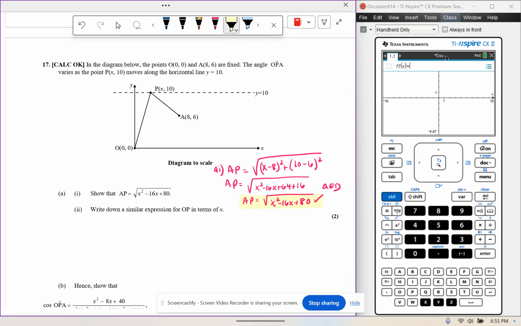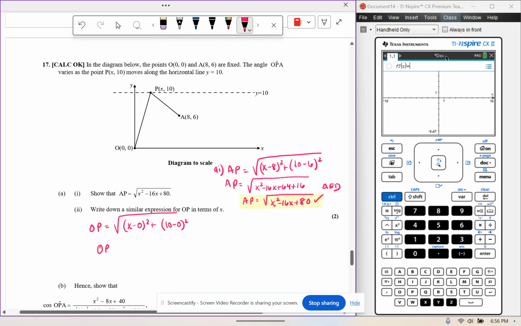It says write down a similar expression for OP in terms of x. So now OP is this guy, and similar means you should use the distance formula as well. So OP is equal to the square root of, this is the first x, this is the second x, so x minus 0 squared plus, I'm going to start with this and then go to there, so that way they're both positive, 10 minus 0 squared. So then OP is equal to the square root of x squared plus 100. That's it.